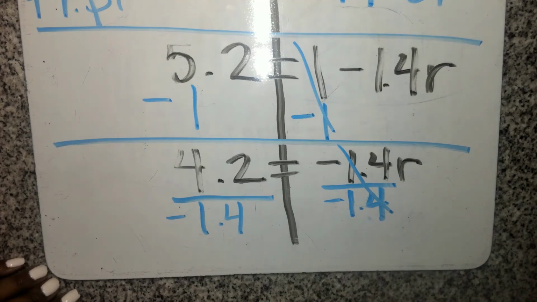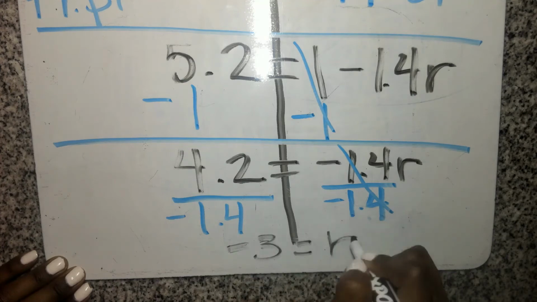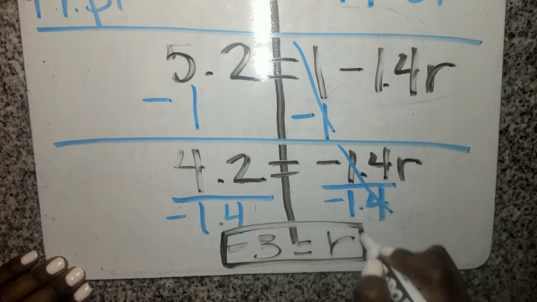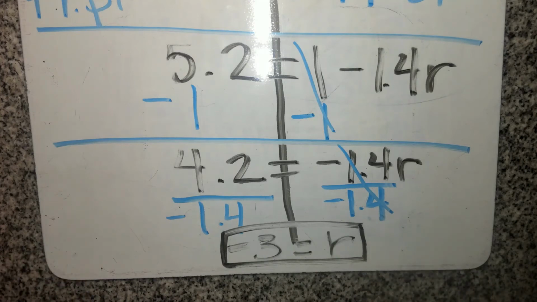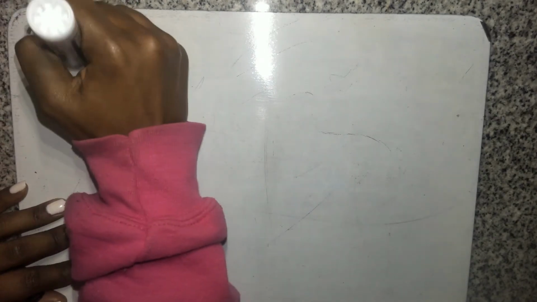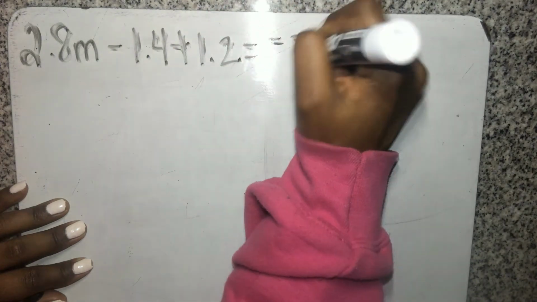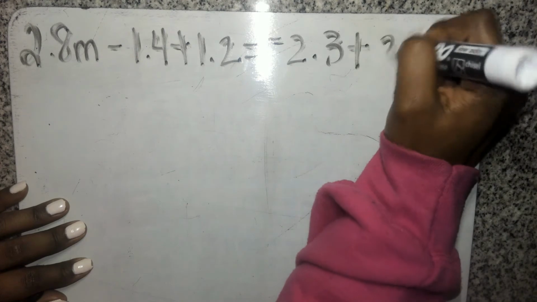All right, let's do another example. So we have 2.8m minus 1.4 plus 1.2 equals negative 2.3 plus 2.1m.